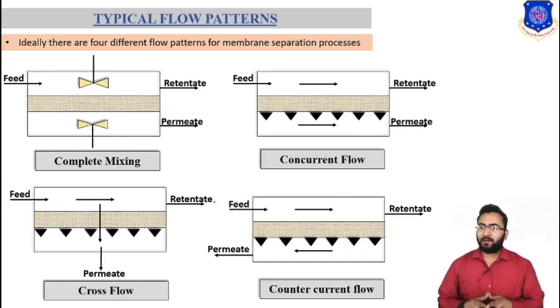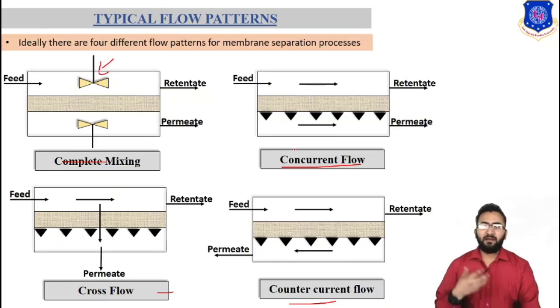Now let us discuss the typical flow patterns in membrane. Ideally, there are four different flow patterns in membrane separation process. One is complete mixing, second is co-current flow, then counter-current flow and cross flow. In complete mixing, stirrers are used for complete mixing of the feed side and permeate side. In co-current flow, the direction of feed and direction of permeate are the same.